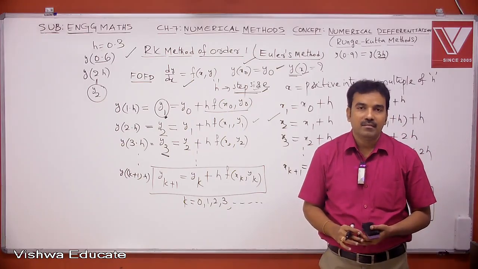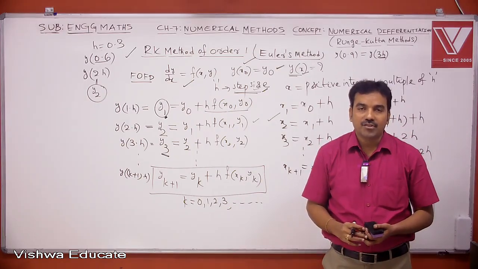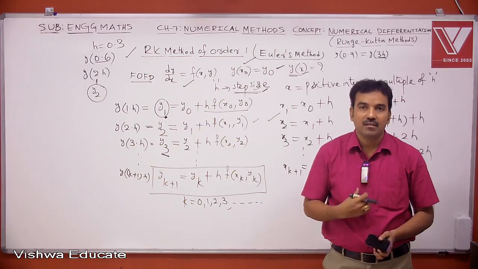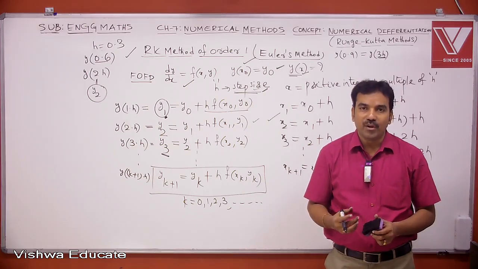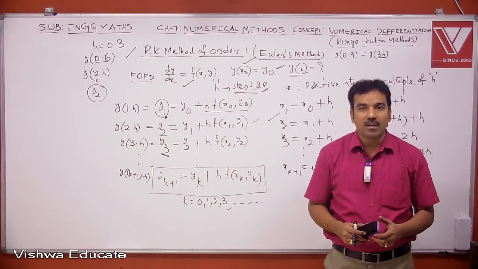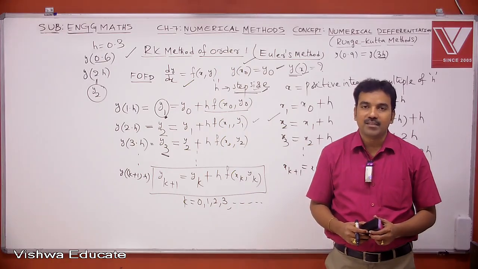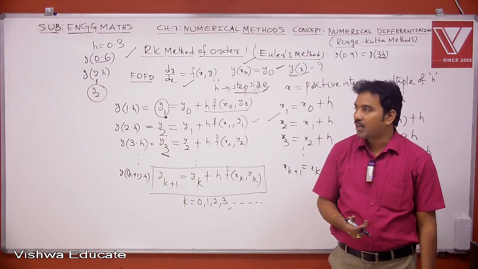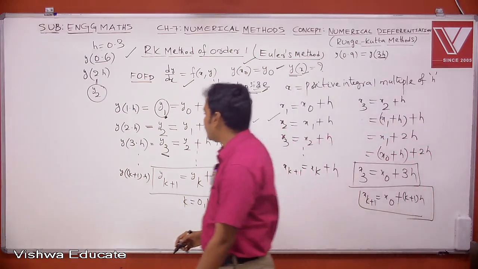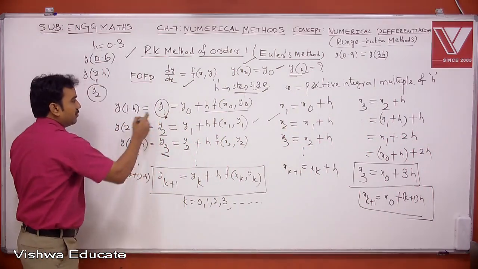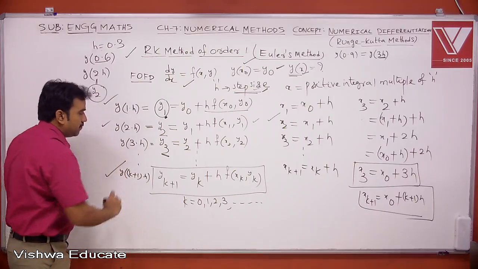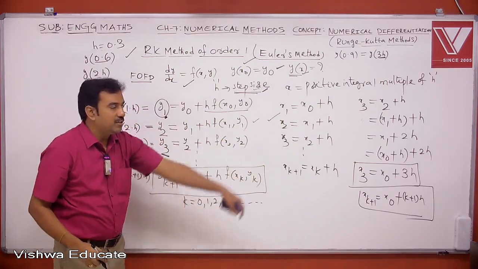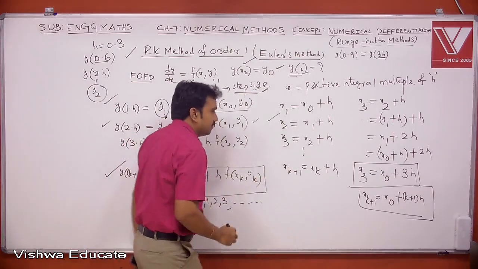We need to find y of x, where x is a positive integral multiple of h. Therefore, y of 1h equal to this. You write all these points, followed by this evaluation, and highlight this equation.